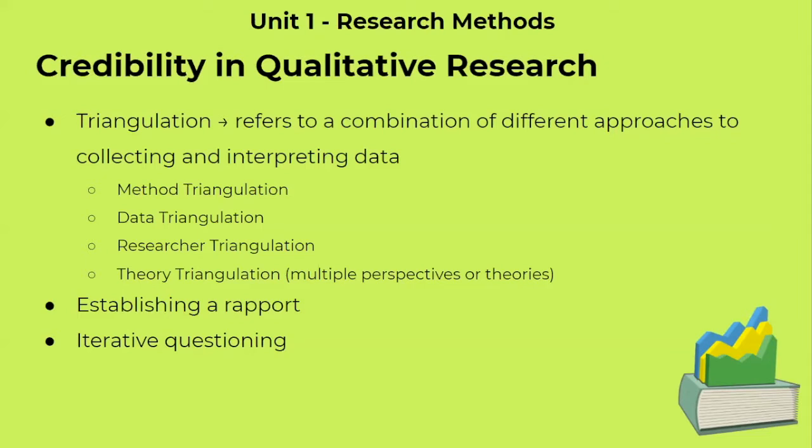The third one here is researcher triangulation. This is basically using different researchers to interpret the same data in order to gain a more credible interpretation. Because if we just base our findings off of one person, that can include biases. So if many different researchers come to the same conclusion, then we can trust that finding more.